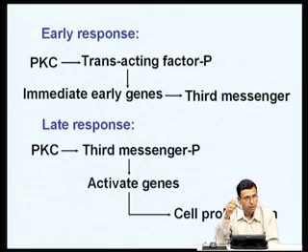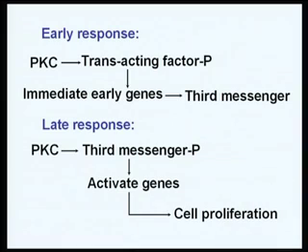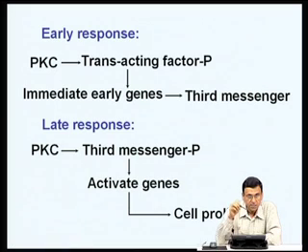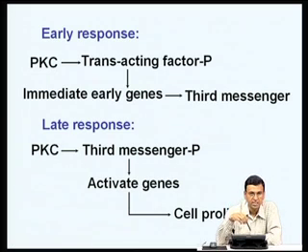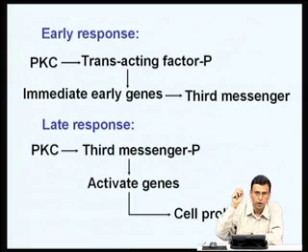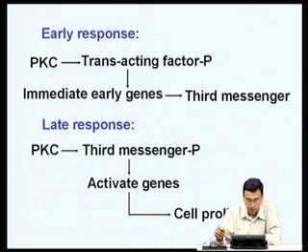The moment protein kinase C is activated by diacylglycerol and calcium, it goes and phosphorylates specific transcription factors, which turns on the expression of a set of genes known as immediate early genes. These immediate early genes are so named because their expression is induced within minutes after this growth promoting stimulus. Within 15 or 20 minutes after you add a particular stimulus which is known to be involved in cell proliferation, this set of genes is activated.